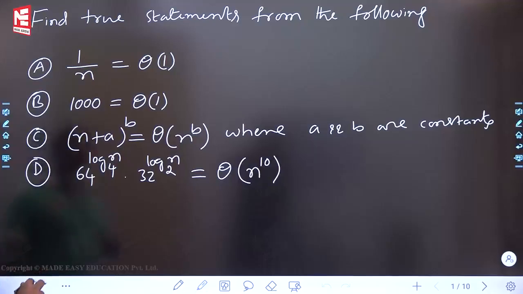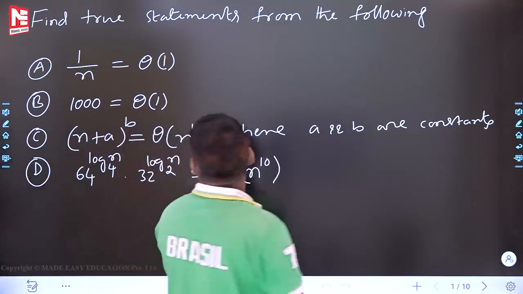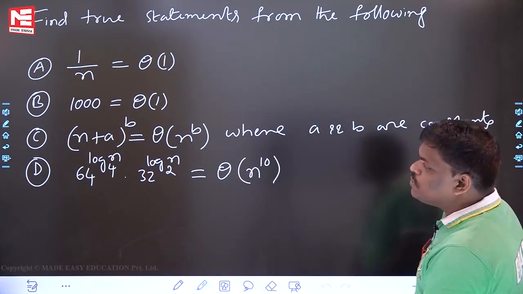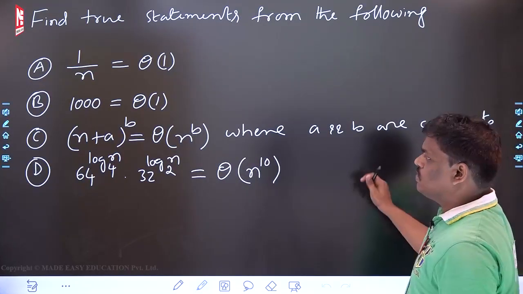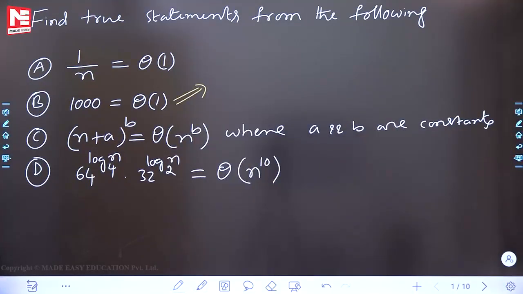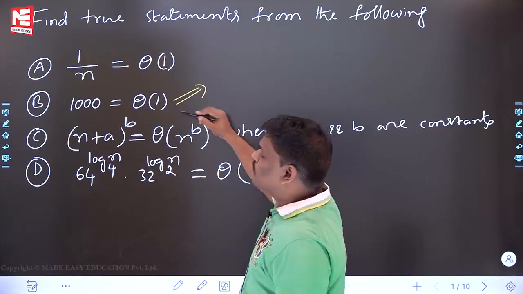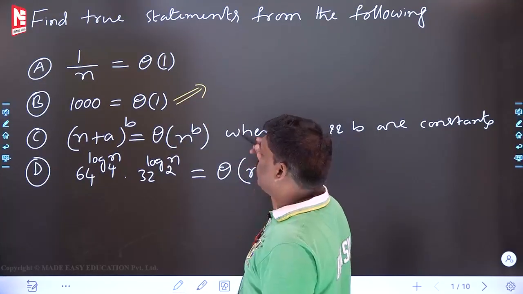So, which statements are true we have to identify. Can you help me? What about option A? 1 by n is theta of 1. Is it right or wrong? Before going to option A, let's see option B. 1000 is theta of 1. Is it true or false? After B, I will go to A. Let's see option B. 1000 is theta of 1. Is it right or wrong?